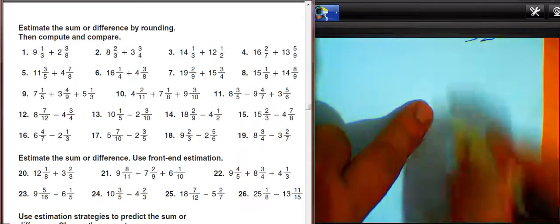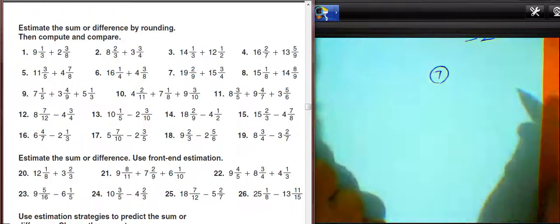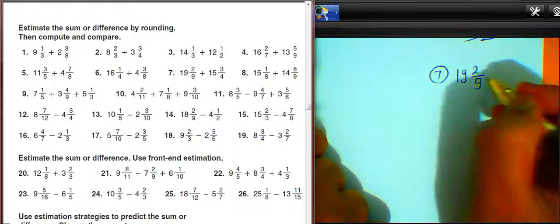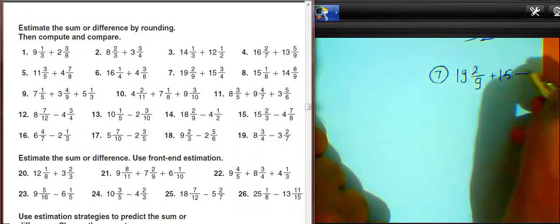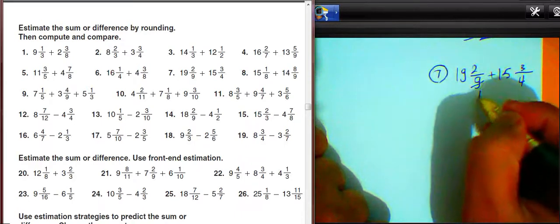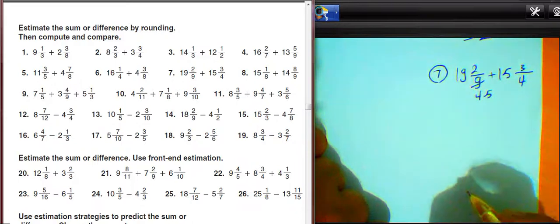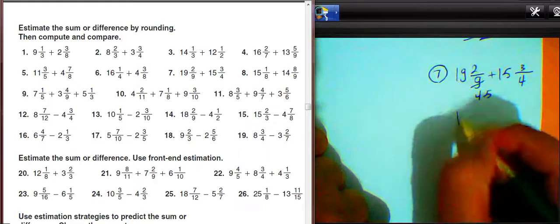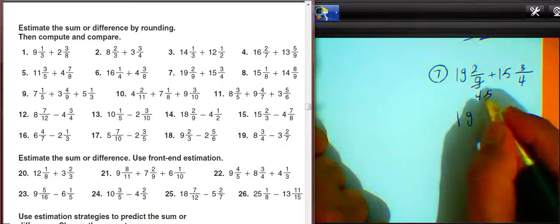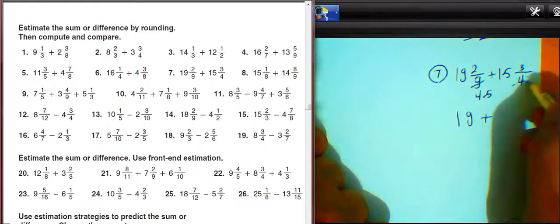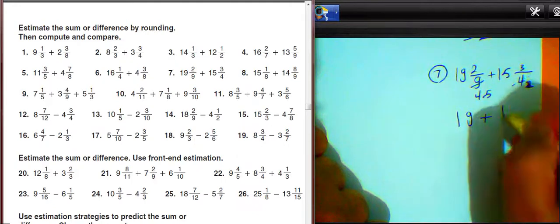Question number 7. 19 and 2 over 9 plus 15 and 3 over 4. Half of 9 equals 4.5. 2 is less than 4.5. Then you can write 19 here. And 15 and 3 over 4: half of 4 equals 2, and 3 is more than 2. So we can give 1 to 15, which will be 16.